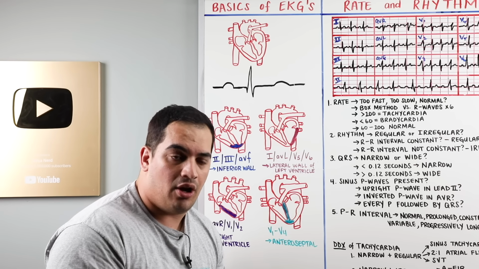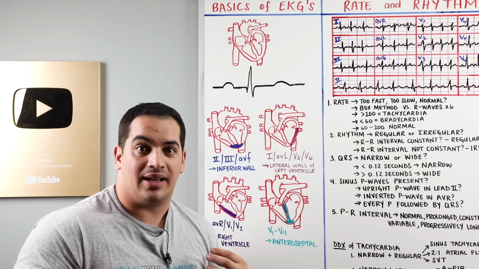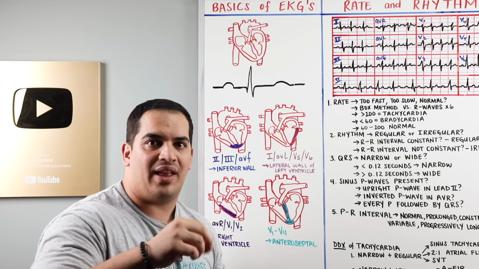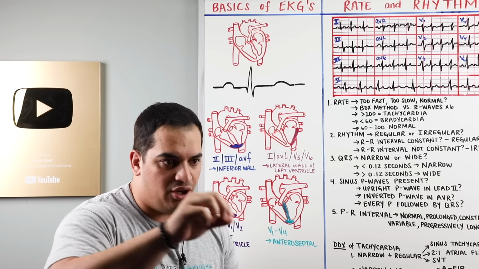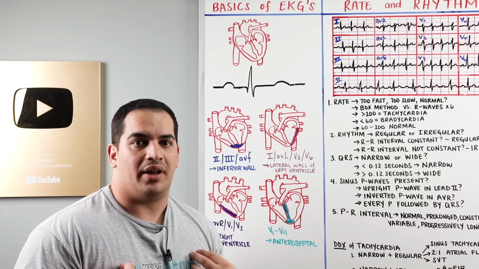The next thing that you need to know is, how do we pick up the electrical activity of the heart? How do we register that on an EKG paper or an EKG graph? We utilize things called electrodes.